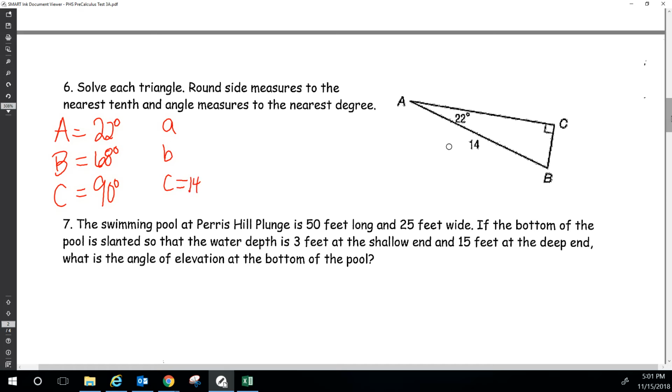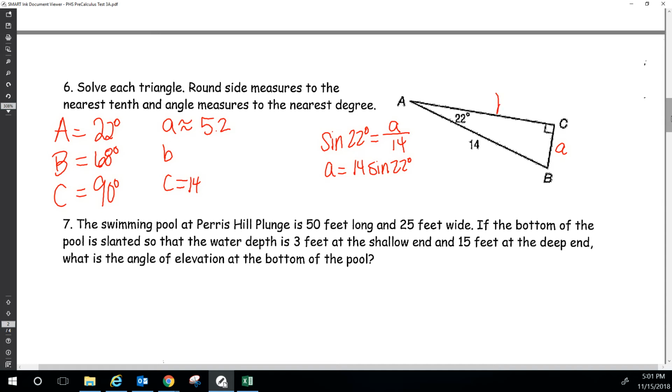All right, so I know an angle measure and a hypotenuse. If I want to find little a, that's opposite over hypotenuse. So sine of 22 degrees is going to be little a over 14, or a is going to be 14 sine 22 degrees. And I get a is approximately 5.2.